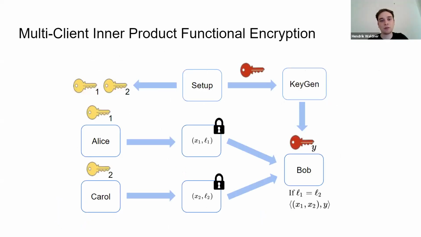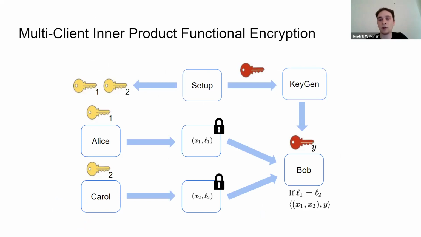So let me start with giving you an overview of the primitive. In multi-client inner product functional encryption, we have a setup algorithm that outputs different secret keys for all participating parties and a master secret key. The different secret keys can be used by Alice and Carol to generate encryptions of their messages. Alice would use key number 1 to generate an encryption of her message X1 using the label L1. And Carol would use her key number 2 to generate an encryption of the message X2 under the label L2.